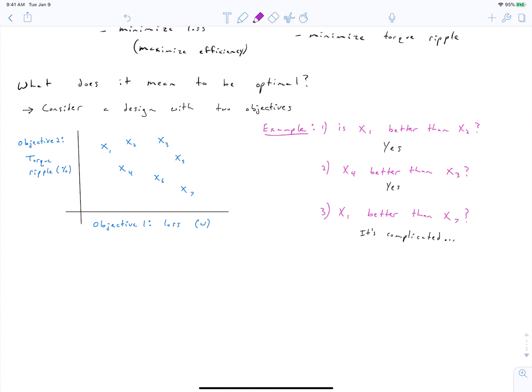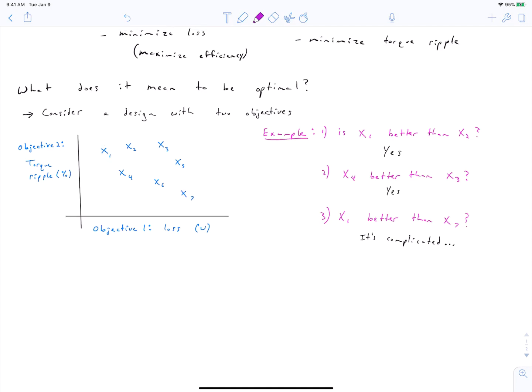So at this point, you have to defer to your design specification, to your better engineering judgment for what you want to build. You might start looking at other aspects of the design. Maybe if you look at design X7, some of the dimensions of it are very difficult to machine. Or maybe if you look at design X1, some of the tolerances that you'd require are very difficult to hold.